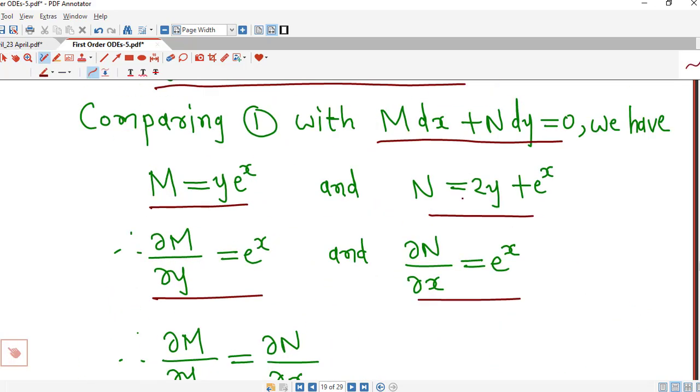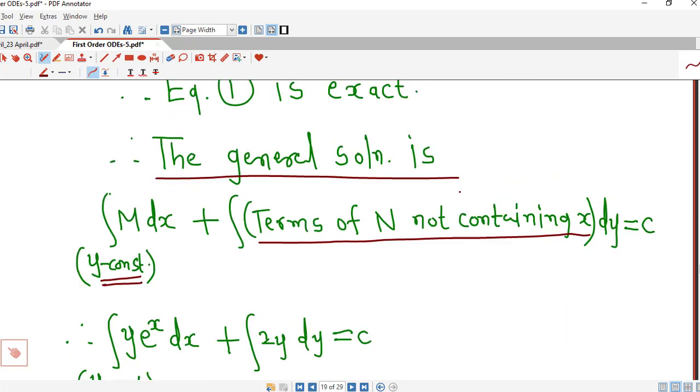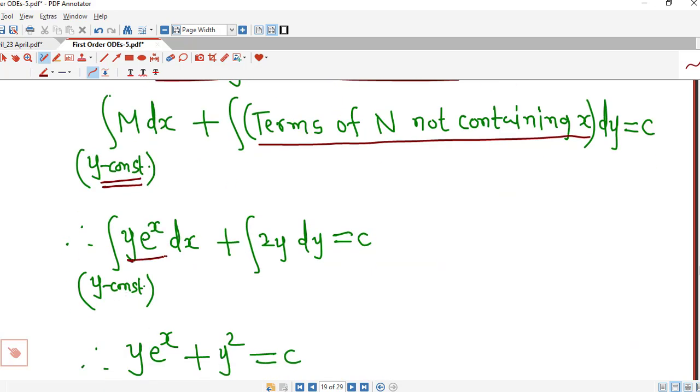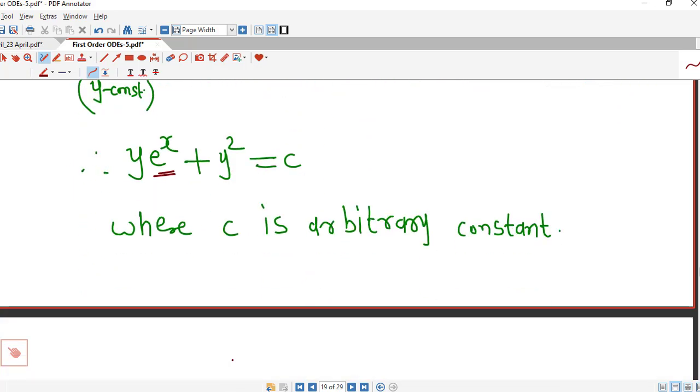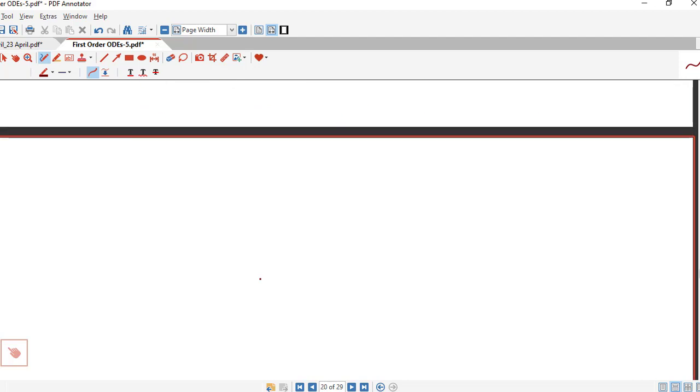Here m is y e raised to x, and there are two terms in n, 2y and e raised to x, and the term which does not contain x is 2y, so we will consider 2y. So here we have put the value of m, and here 2y dy equal to c. Here y is constant, integral of e raised to x is e raised to x, and integral of 2y is y square, so we have y e raised to x plus y square equal to c. So this is the general solution of the given differential equation.